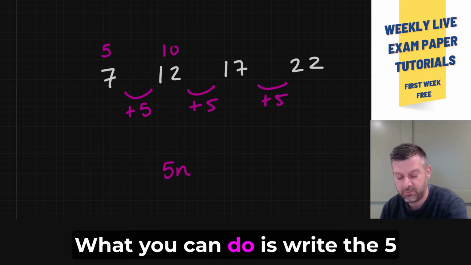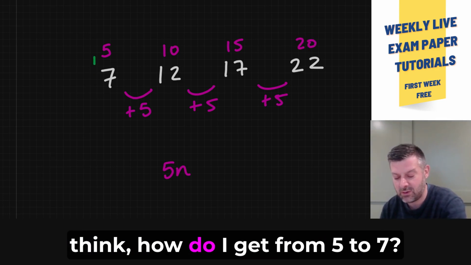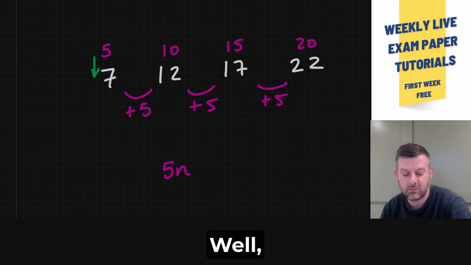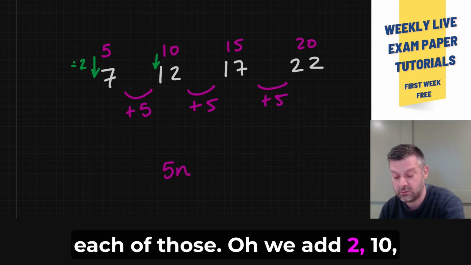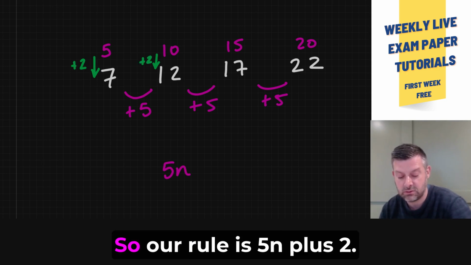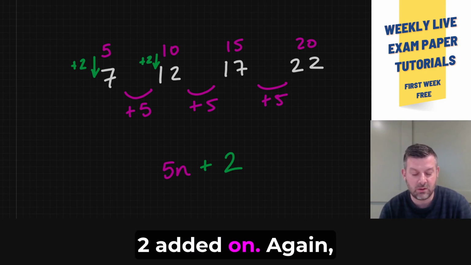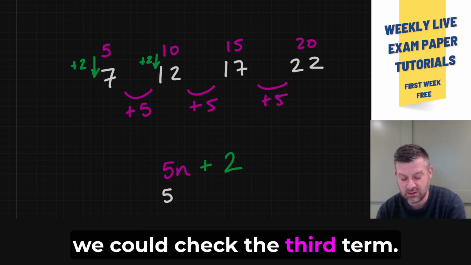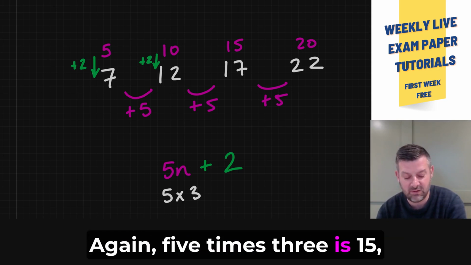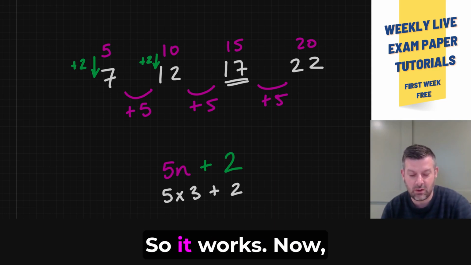What you can do is write the 5 times table above and then think, how do I get from 5 to 7? Well, we add 2. And that works for each of those. 10 add 2, 12. So our rule is 5n plus 2. It's the 5 times table with 2 added on. Again, to check whether we've done it right, we could check the 3rd term. 5 times 3 is 15, plus 2 does give us 17, so it works.